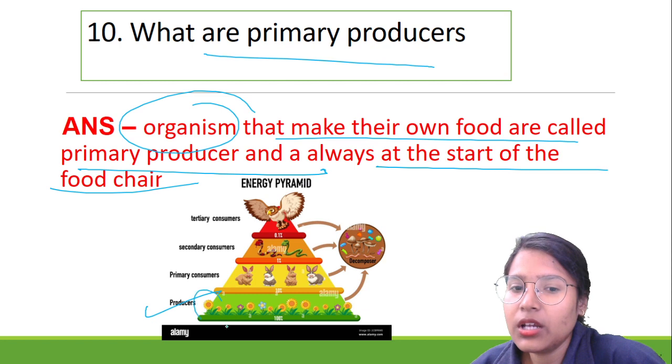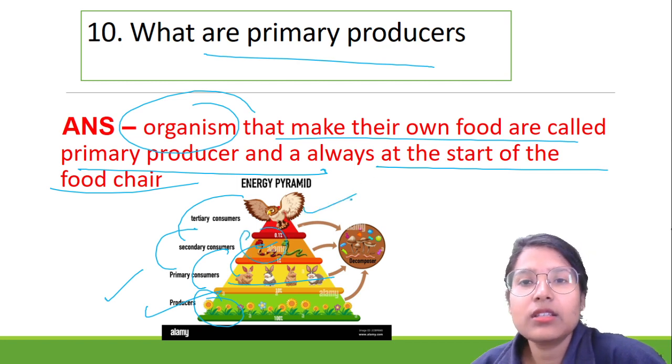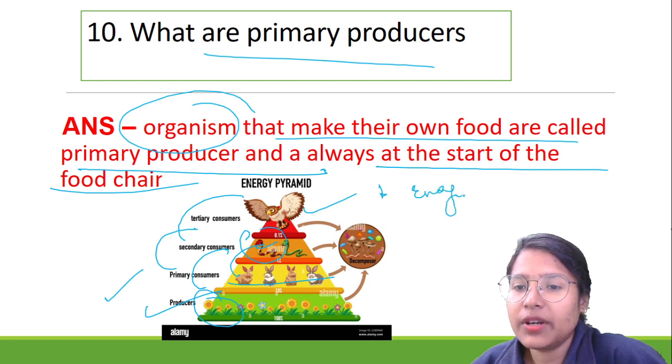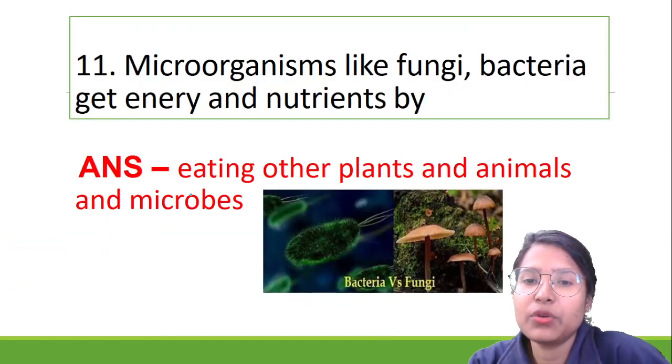Here is the producer, like plants. Primary consumers, that is rabbit, and the next one is your secondary consumer, that rabbit can be eaten by a snake, secondary, and the tertiary, that is the snake, should be eaten by an eagle. So that is your energy pyramid. Your starting point is your producers, which are green plants, because they prepare their own food. So they are primary producers.